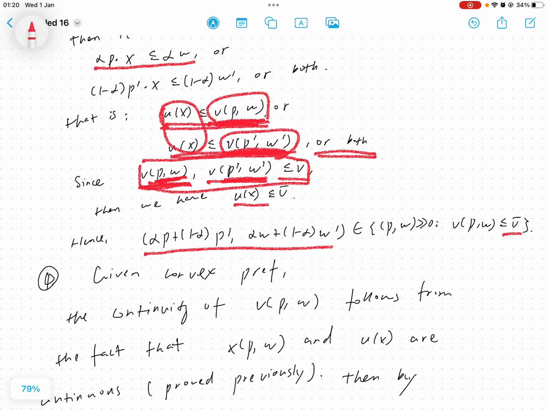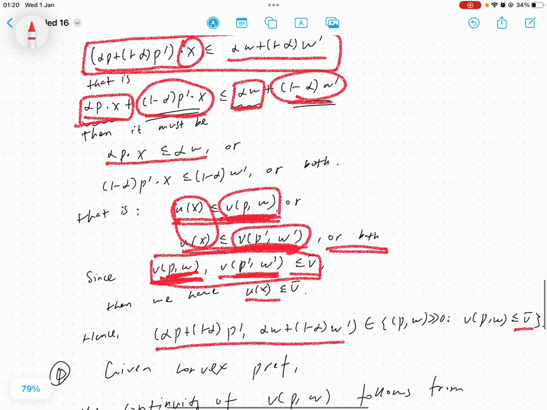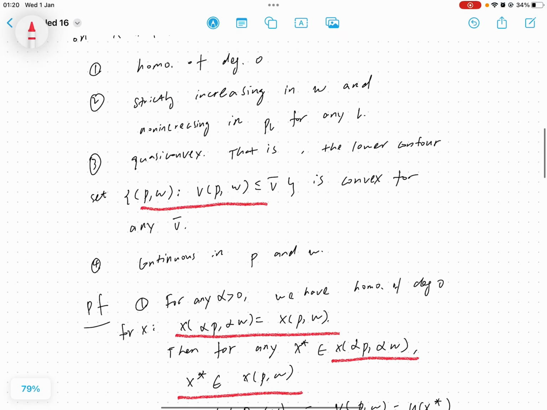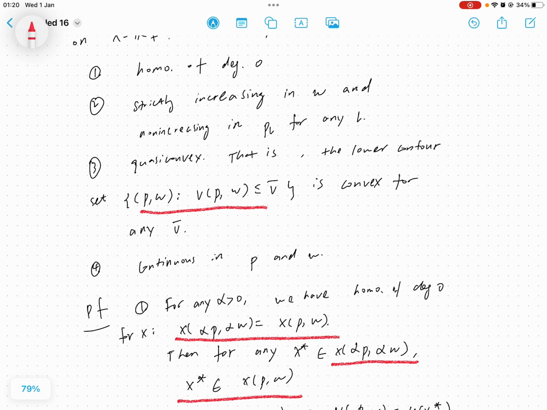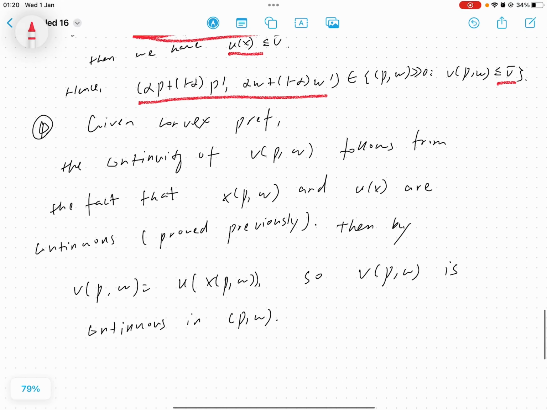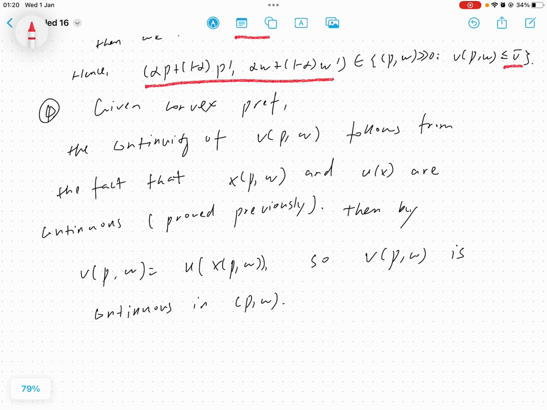So the last one would be something about the continuity. Okay, so we said that this v of p and w has to be continuous in p and w. Here we're not going to show the full proof for that, and we simply address some important points as mentioned in the textbook. If you're interested, you could have a further think on this.